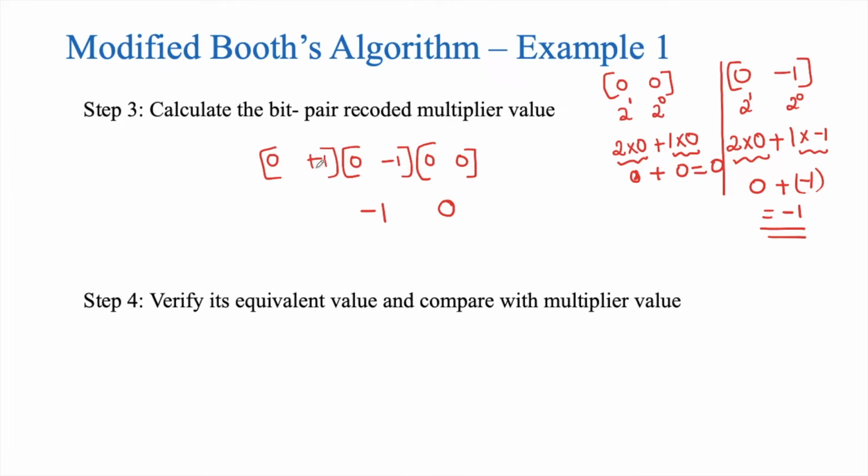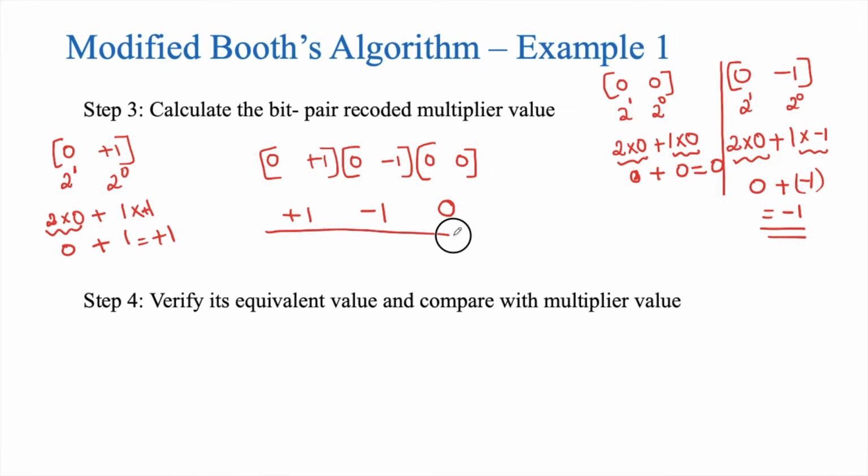There is another value here, 0 plus 1. This is a third pair. So what is the equivalent? It is 2 power 0 and 2 power 1. So 2 power 1 means 2 into what is the value here? 0. Plus 2 power 0 means 1, 1 into what is the value here? Plus 1. Therefore I am writing it as just 1. Maybe we can write it as plus 1 itself. So it is 0 plus 1 into 1 will be 1. So 0 plus 1 will be equal to plus 1. Okay. So the bit pair recoded value of this pair 0 and plus 1 is plus 1.